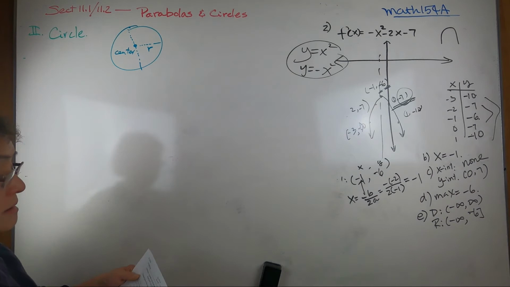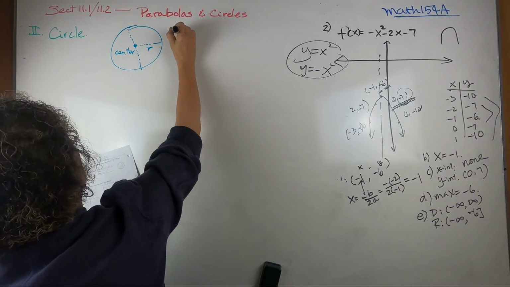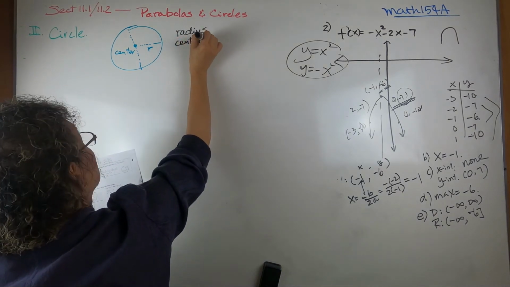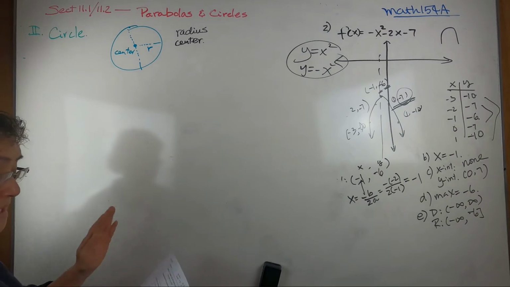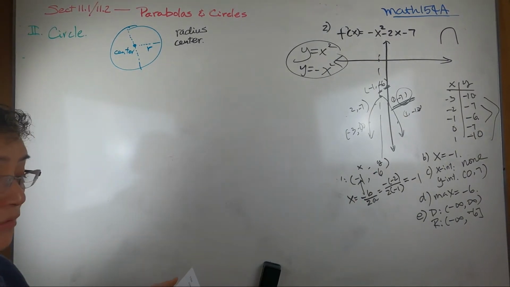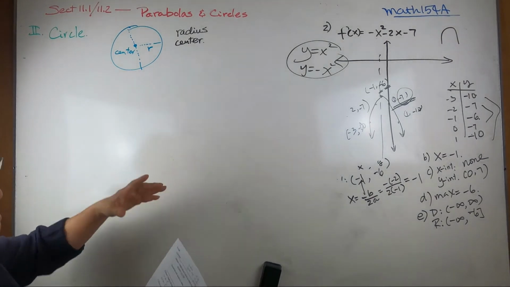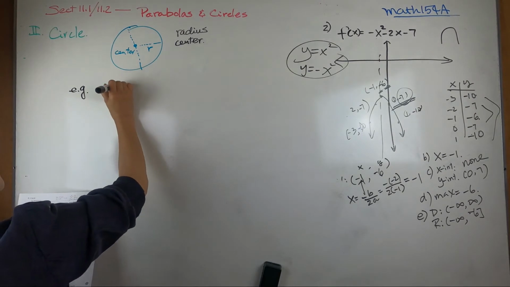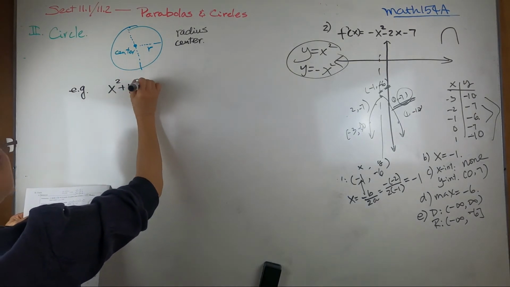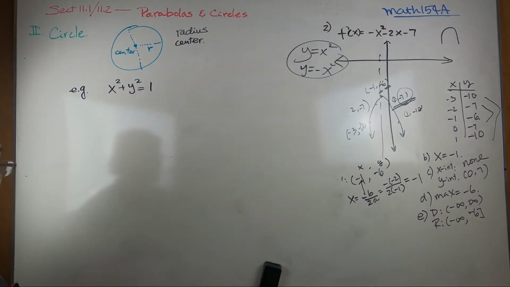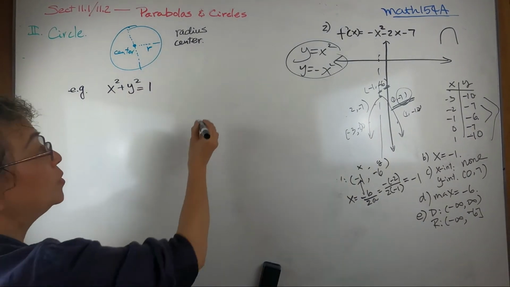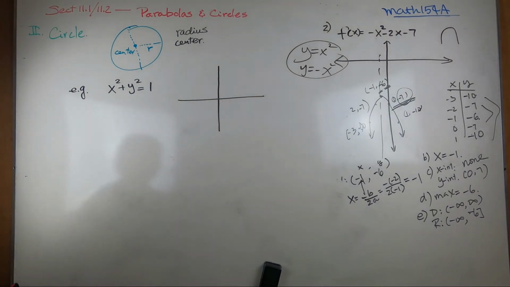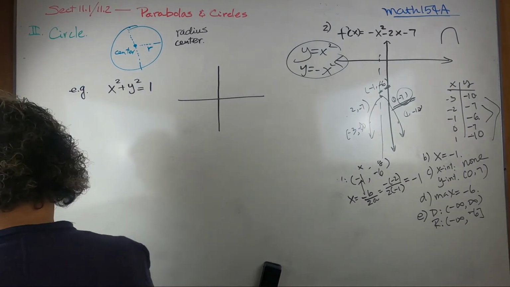Okay? So for a circle, you know you will have what? A radius. You will have a center, right? Let's see some examples before we describe it. So if I have an example like this, x squared plus y squared equals 1, I'm going to graph all the points for the x and y, then see how it looks.